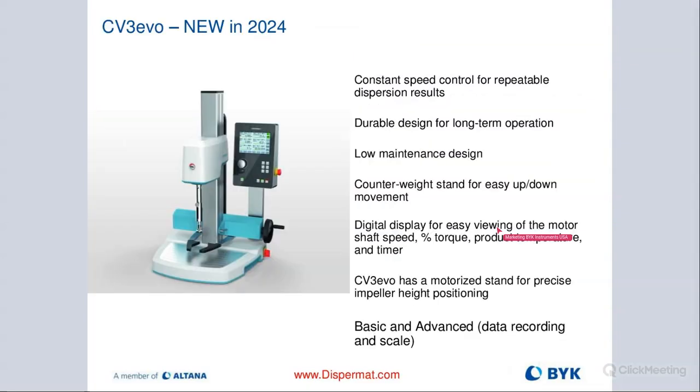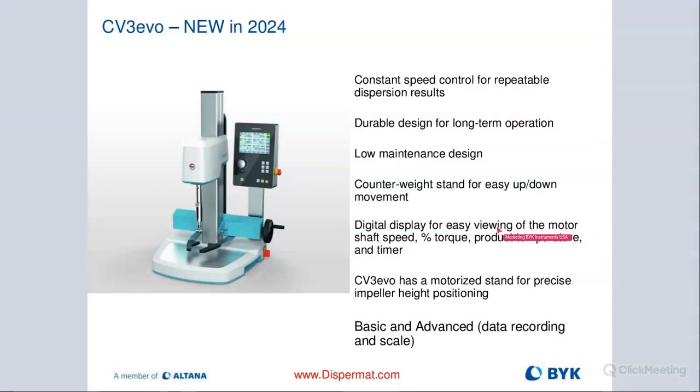This is the new innovation this year. It's the CB3 Evo. It's replacing the standard CB3. It comes with the CV control panel, which is almost the same as the C control panel. So you're able to look at your speed, your energy input, your torque value, your timer function. You have a temperature readout. We offer a basic and advanced version. The advanced will also have the integrated scale, which allows you to take measurements, and then you can actually see the measurements on the display, which is really cool.